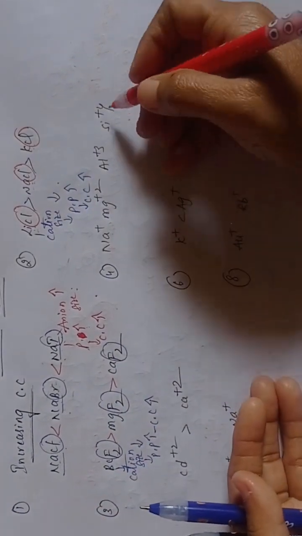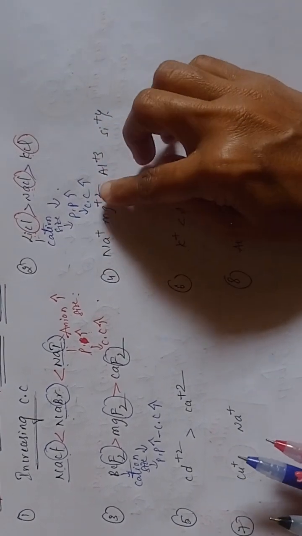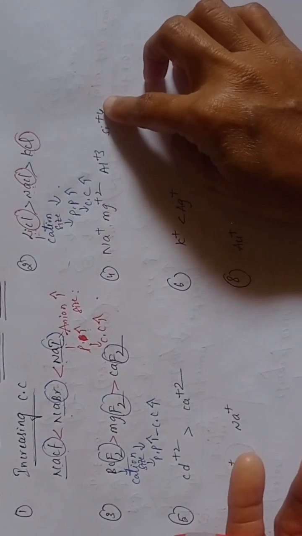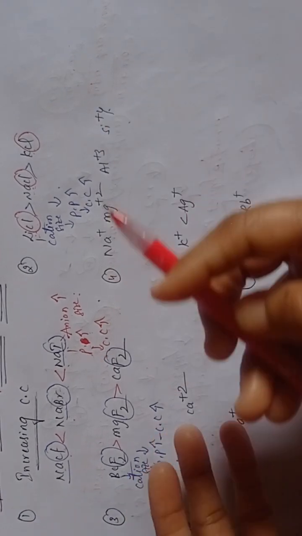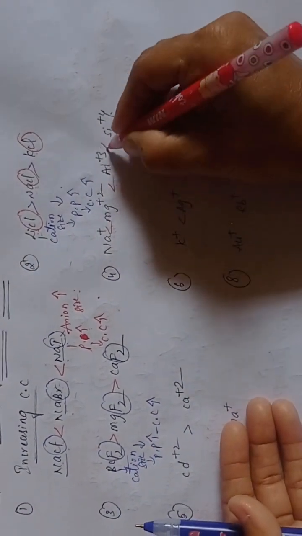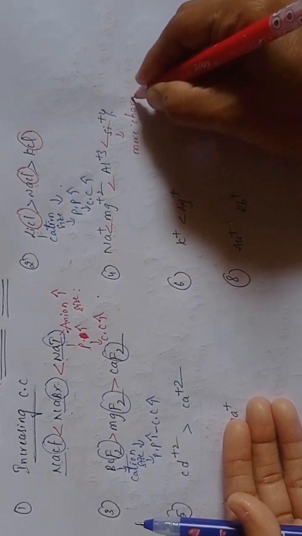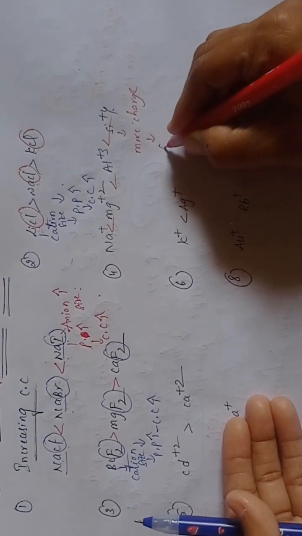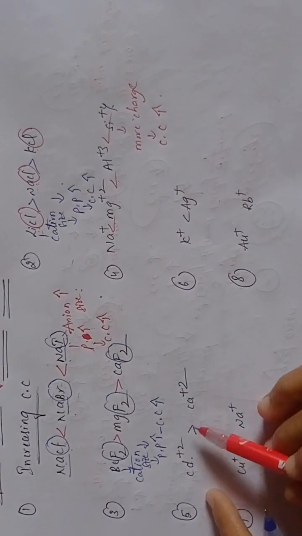Now here Na+, Mg2+, Al3+, Si4+. Here we have to consider charge. Here +1, +2, +3, +4. Second, trick number 2: more is the charge, more is the covalent character. Are you clear? So here Si4+ is having this one. So more charge, covalent character will be more. Clear?